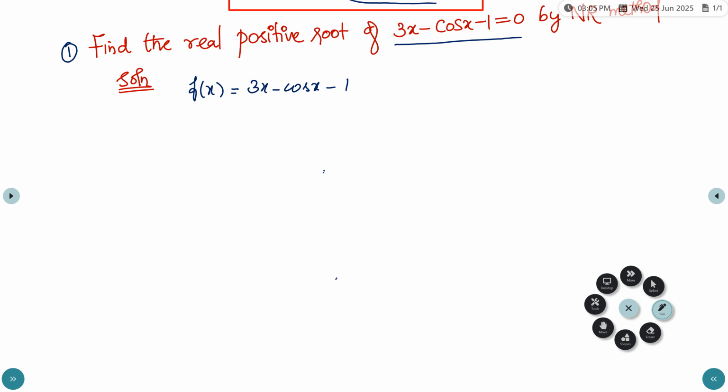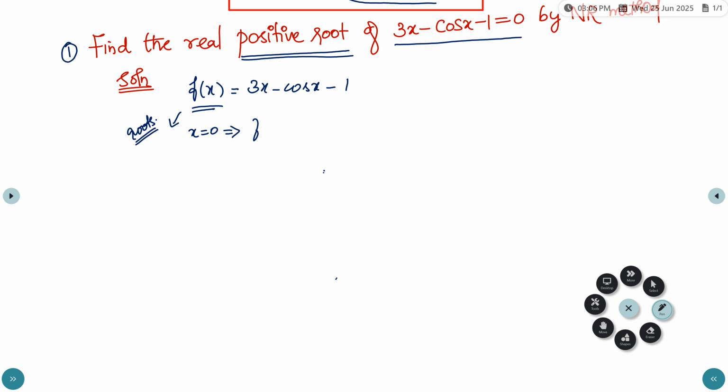Next, what is the solution? We are going to find the positive root. So first I am going to find the root of this equation. We are going to find the roots of the equation. How can we find the roots of an equation? First I am going to substitute x = 0.